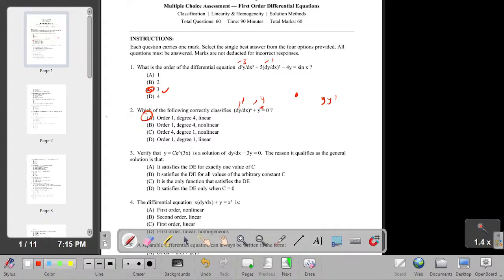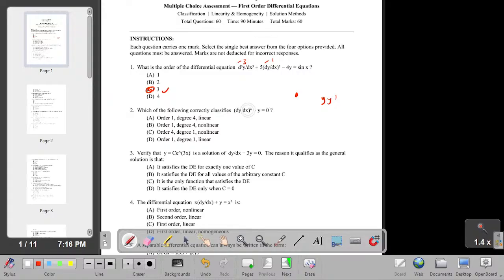Oh, I think I've misled you here. Since we are doing first order, I think I should have clarified something here. We are doing classification of differential equation in first order.